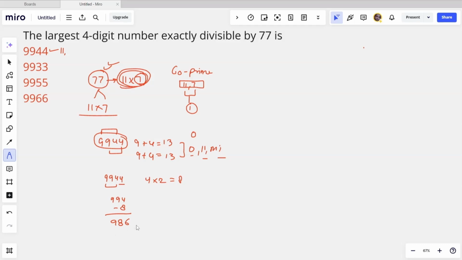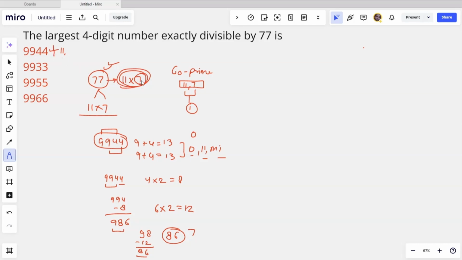986 is also still a large number. It means we will double the last digit, which is 6 into 2 equals 12. Remaining digits are 98. So 98 minus 12, it will become 8 minus 2, which is 6, 9 minus 1, which is 8. 86. And as we can see, 86 is not divisible by 7. It means this number is divisible by 11 but not 7. It means this is our wrong option.